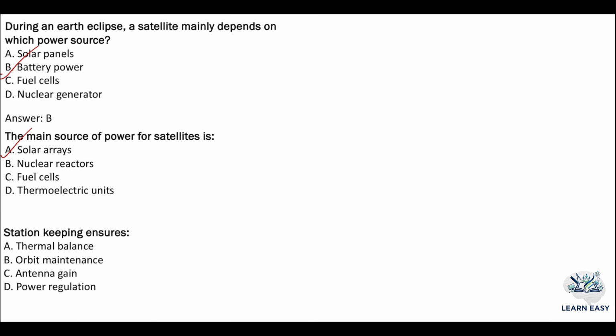The station keeping ensures option A, thermal balance. Option B, orbit maintenance. Option C, antenna gain. Option D, power regulation. We know that due to the gravitational pull and also the solar radiation pressure and other atmospheric disturbances, the satellite will be pushed away from its assigned orbital slot. So the satellite requires a periodic adjustment to maintain itself in the orbital position. This is known as station keeping. So the station keeping ensures the orbital maintenance. So the answer is option B.